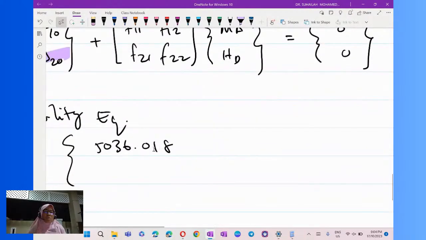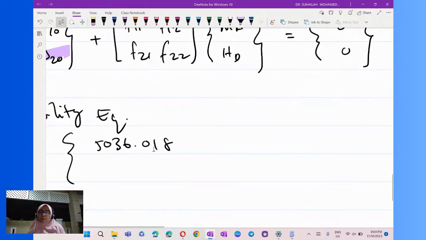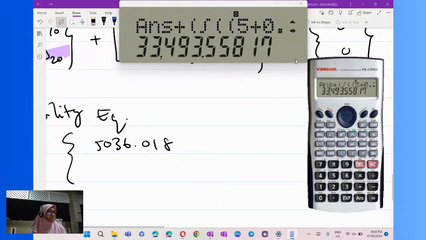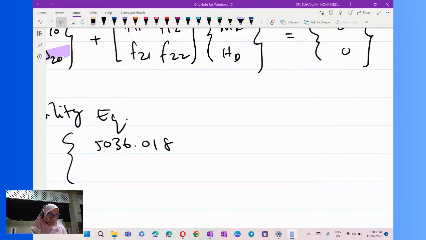Previously, the first value was 5036.018. Others, please check. For delta 2 naught, 33493, yes, 33493, about 33490. What about the rest?